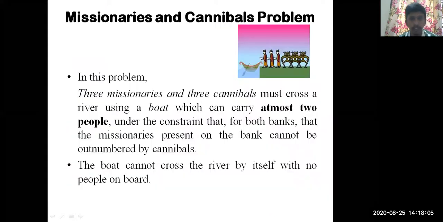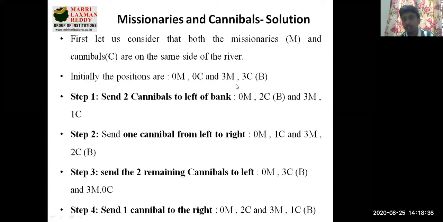Yes, sir. Okay. So again, looking at the overview of the problem: 3 missionaries and 3 cannibals must cross a river using a boat which can carry at most 2 people, under the constraint that for both banks, the missionaries present on the bank cannot be outnumbered by cannibals. That is, cannibals should not be more and missionaries should not be less. That is the condition. The boat cannot cross the river by itself with no people on the boat, so somebody should carry the boat. Let's now look into the solution. The problem is now very clearly understood, I hope, for everybody.